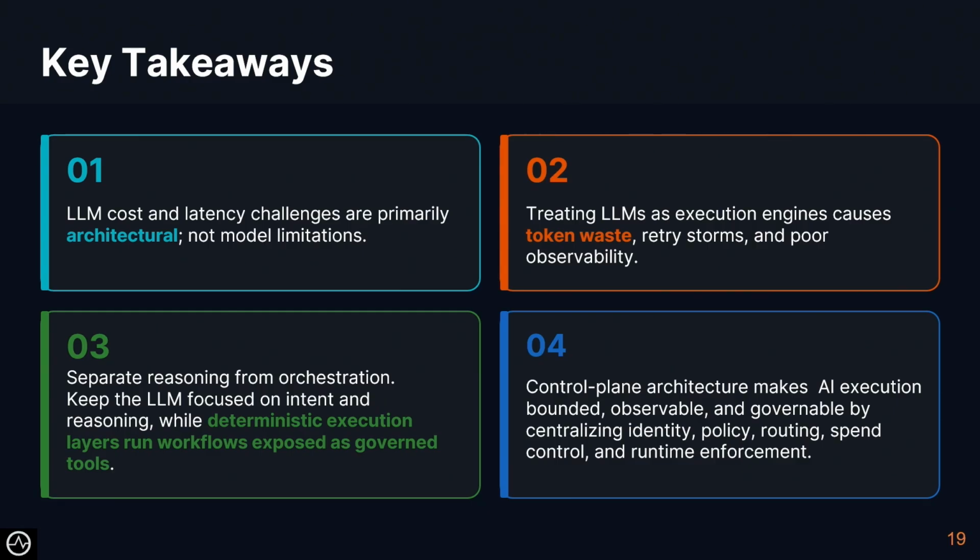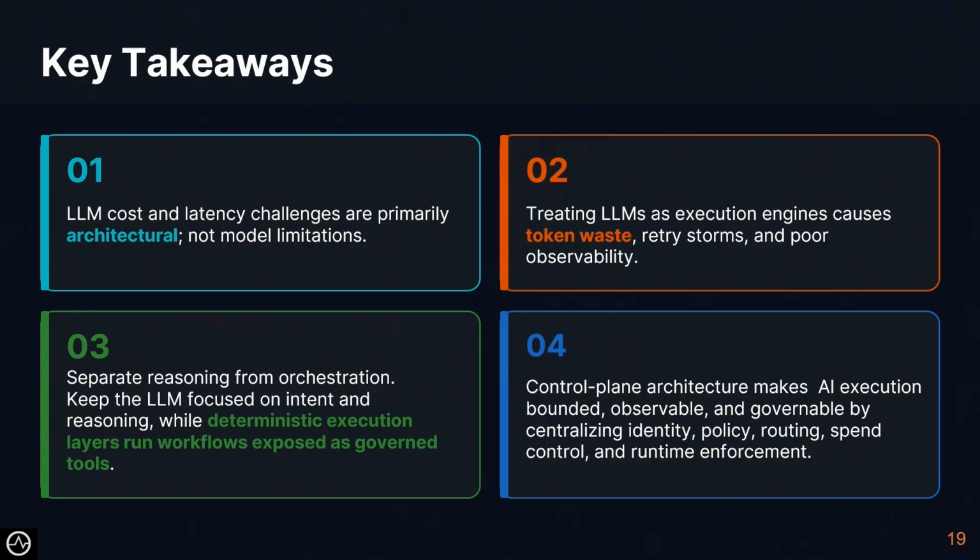Second, treating the LLM as a full orchestration engine creates operational risk. It leads to token waste, retry storms, hidden execution paths, and poor observability. So third, we need to separate reasoning from orchestration. The LLM should reason over the intent and select the right capability. But a deterministic execution layer should run workflows as governed tools. And finally, control plane architecture is what makes this practical in production.